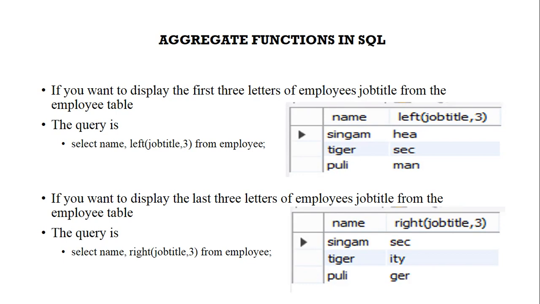If you want to mention the last three letters of the employee's job title from the employee table, the query can be mentioned as select name, comma, right of job title, comma, 3 from employee. It will display the right hand side last three letters.